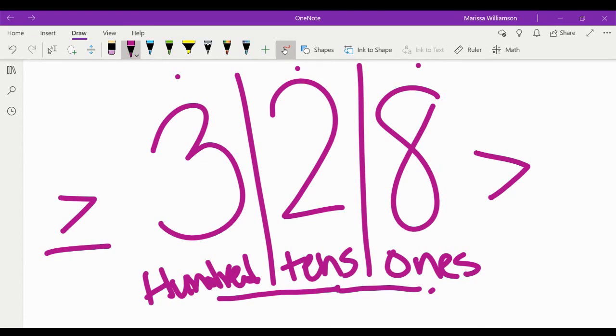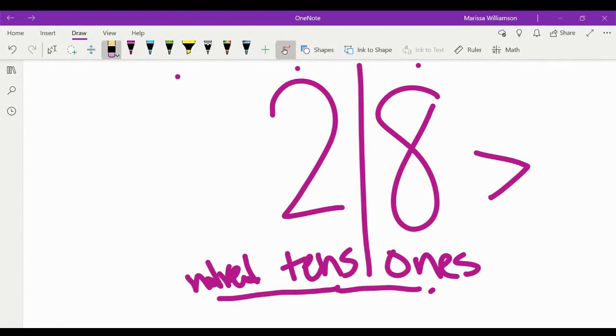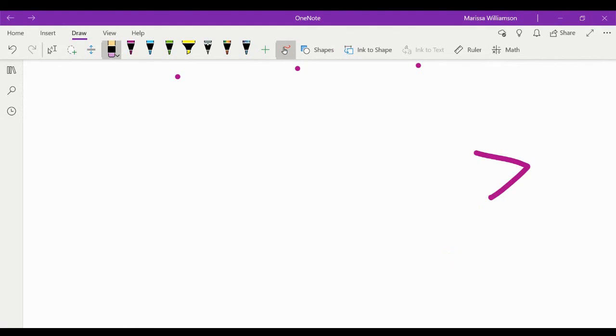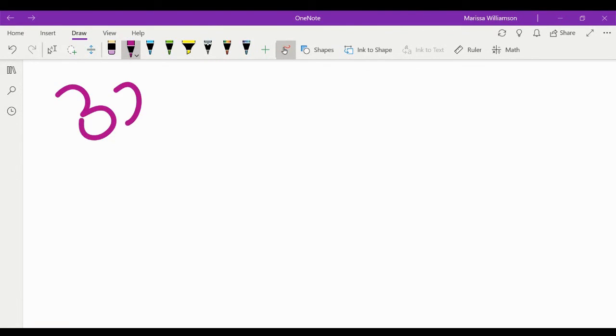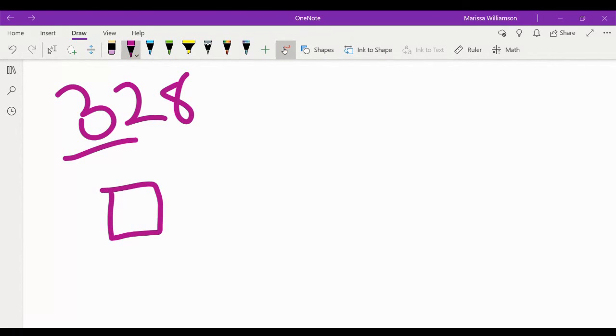When we write our three-digit number three different ways, we can start with writing it using base 10 blocks. So remember, when we write with base 10 blocks, we start with our hundreds. We'll use my same number, 328. The way we represent the hundreds is by using hundred squares. So you just draw a square like that. Because I have the number 3 underlined, because that's in the hundred spot, I make 3 hundred squares.